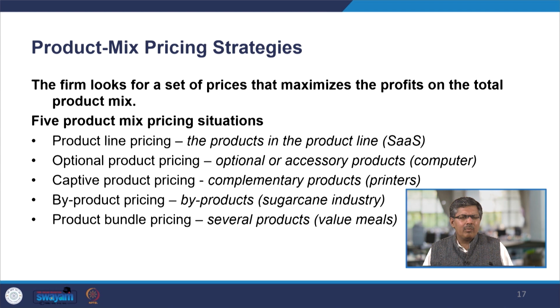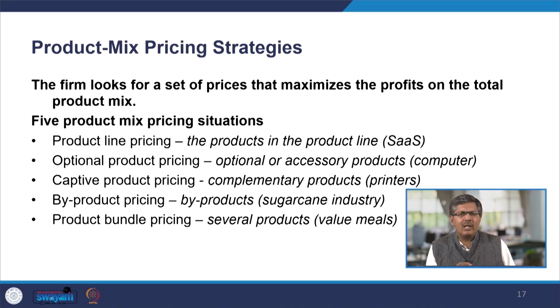Now, when you talk about product mix, how does product mix affect the pricing decisions, right? And this is especially important in case of large products, capital intensive products or high value products. Okay. So, the firm looks for a set of prices that maximizes the profits on the total product mix, right. So, how can the firm maximize its profit? That is its biggest concern. So, to do this, the company can adopt several kinds of pricing situations that are involved with its product mix, right. So, the first one, for example, is product line pricing.